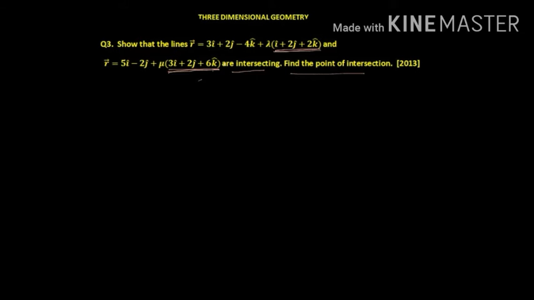Now non-parallel lines in 3 dimensions may intersect, may not intersect, right? Because we have the concept of skew lines. So to make sure that they are intersecting, all that you have to prove now is that these two lines are coplanar.